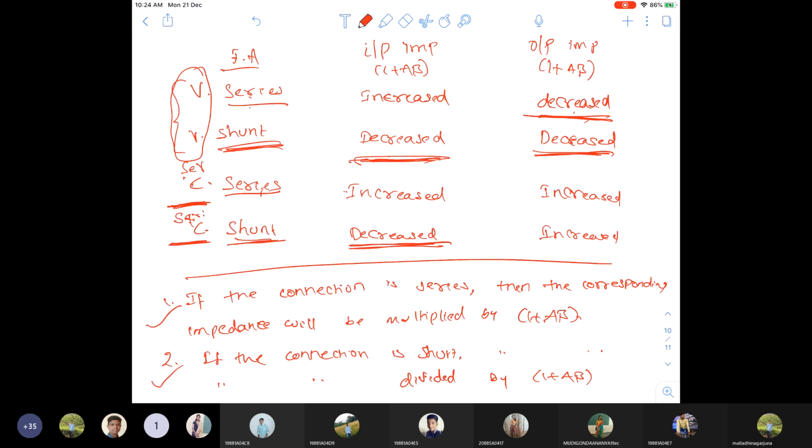Next, coming to the output. The output is current, so the current will be constant, and current is constant in a series connection only. So the output is also a series connection. The input is series and the output is also series, so the input impedance and output impedance will be multiplied by the factor 1 plus A beta. RIF equals RI into 1 plus A beta, R naught F equals R naught into 1 plus A beta.